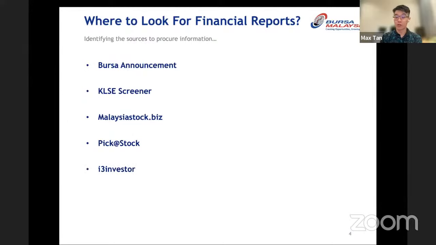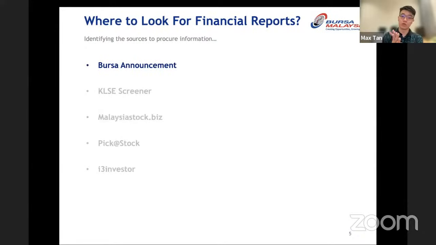And an obvious choice is another one, i3 Investor, where a lot of us hang out and debate or talk on the forum itself. Okay, but of course the utmost priority and the quickest source of information, the most accurate one, is of course Bursa announcement, right? But when we talk about Bursa announcement, how do I actually look for financial reports?